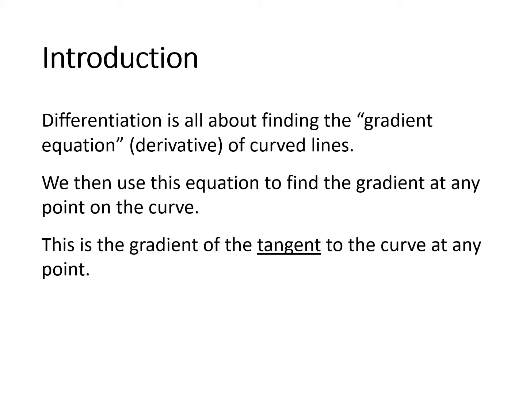So first of all, let's just remember what we're doing. Differentiation is all about finding the gradient equation, which we call the derivative. Once we've got that gradient equation, we can put any number for x into that equation and it will give us the gradient at that point. And when we find the gradient of a curve, we're really finding the gradient of a tangent. Now those things are quite important, so let's look at the two methods.